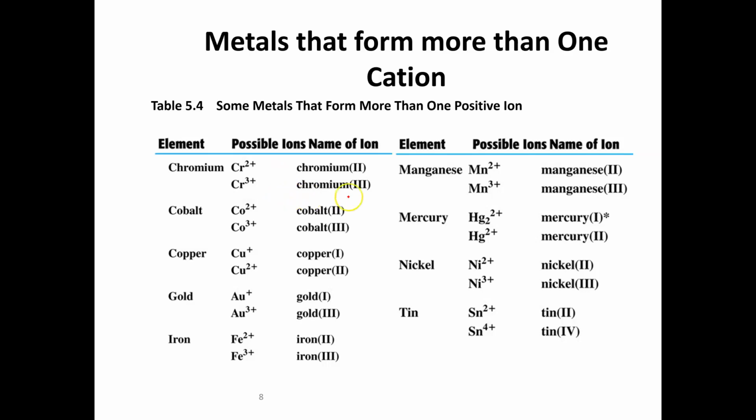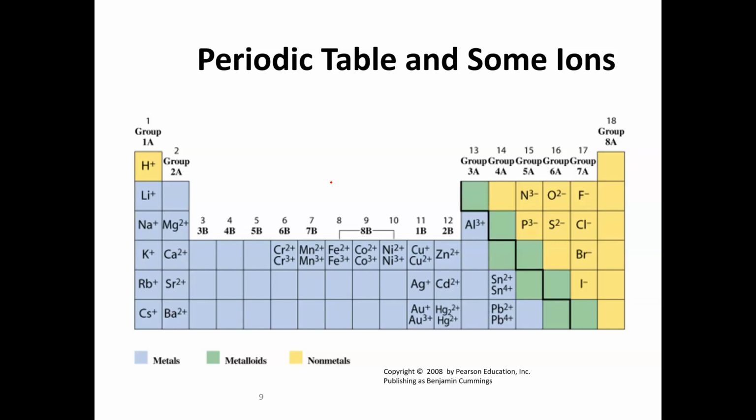Here's some examples of it. So you can see chromium II, chromium III, positive 2, positive 3. So for the transition metals, you don't need to memorize their charges. They can be shown to you based on the Roman numeral. But you just need to know what the Roman numeral represents. So that's all you need to do.